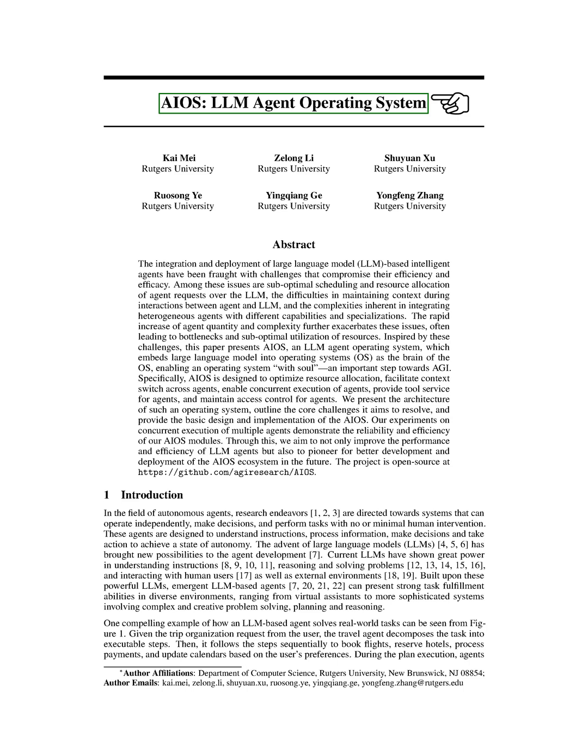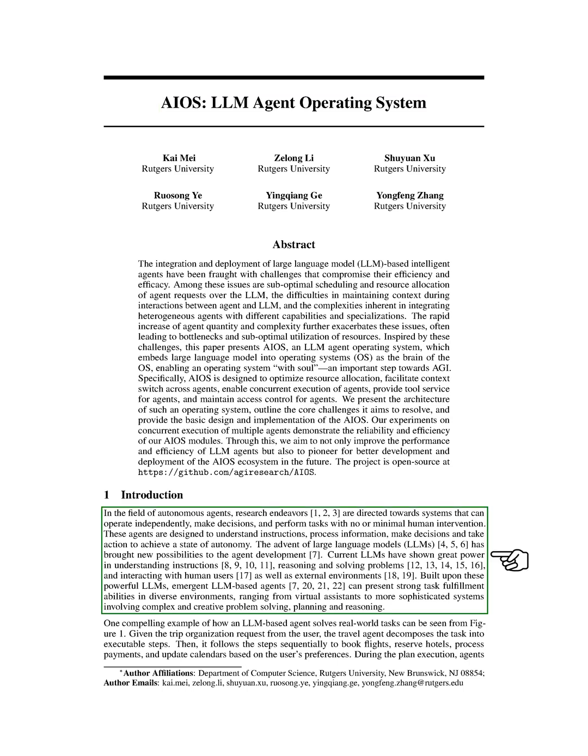Section: Introduction. In this section, we delve into the realm of autonomous agents, where our research is focused on creating systems that can function independently, make decisions, and carry out tasks with minimal human involvement. These agents are programmed to comprehend instructions, process information, make decisions, and take actions to achieve autonomy. The emergence of large language models, LLMs, has revolutionized agent development, enabling them to excel in understanding instructions, reasoning, problem-solving, and interacting with humans and their surroundings.